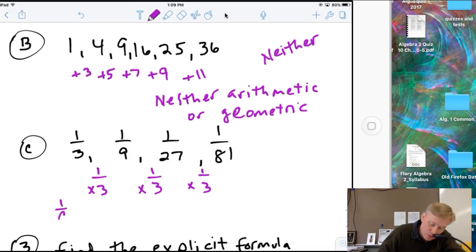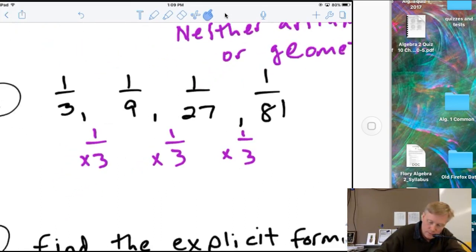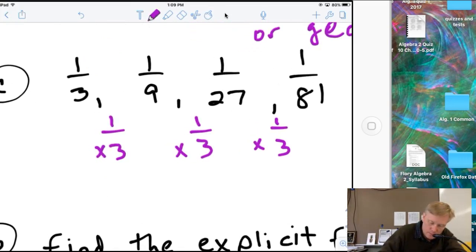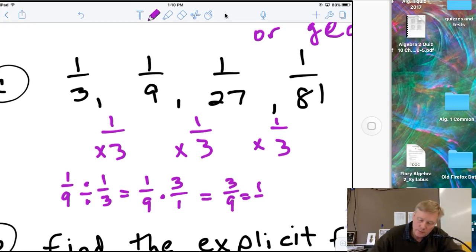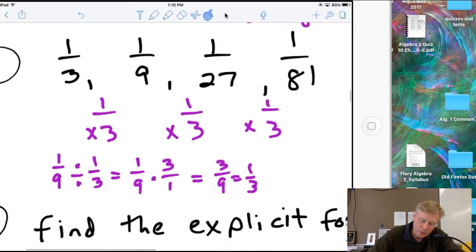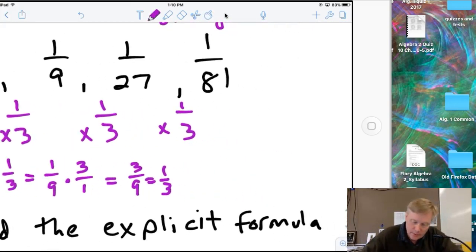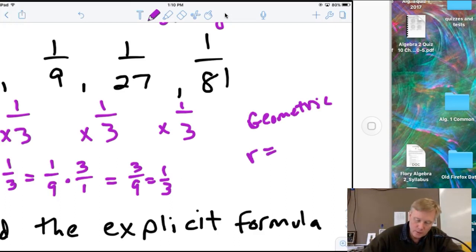If you had doubts about that, you could have gone 1/9 divided by 1/3 and see what you get. Remember, to divide fractions, you flip and multiply. Which gives me 3/9, which is 1/3. Which would be the same thing as if I took 1/27 divided by 1/9. Anyway, geometric and common ratio is 1/3.